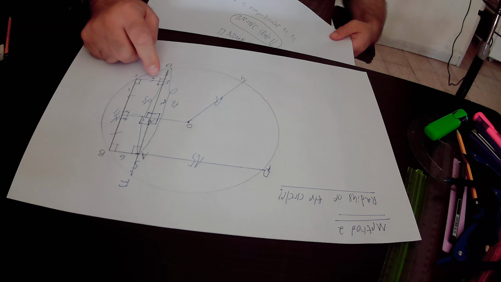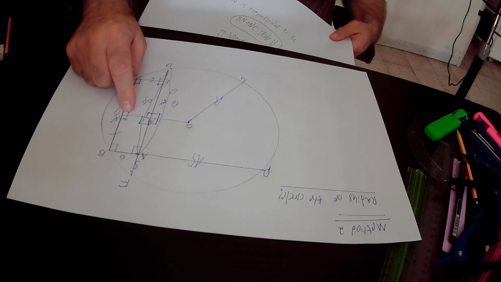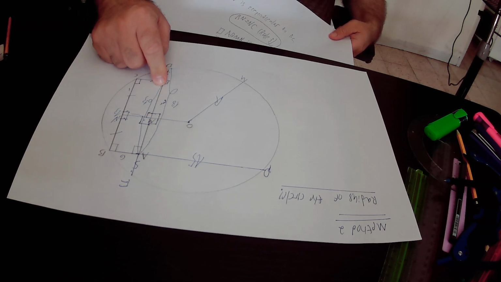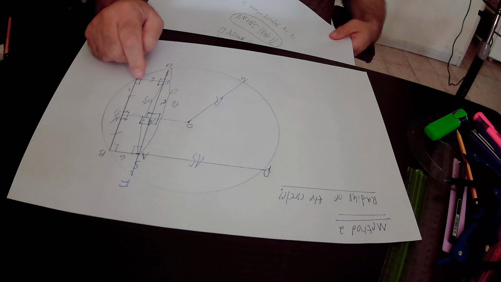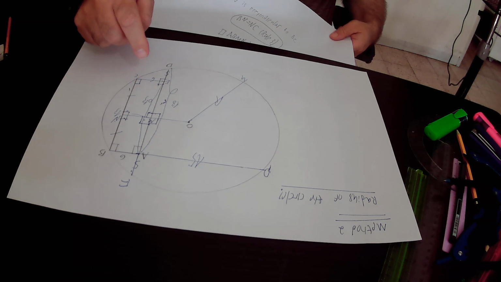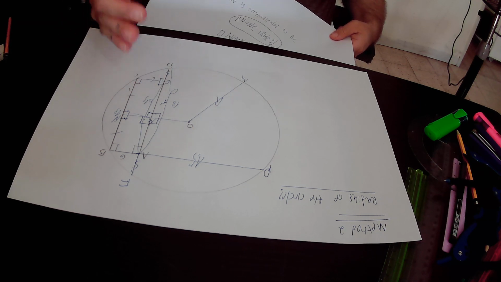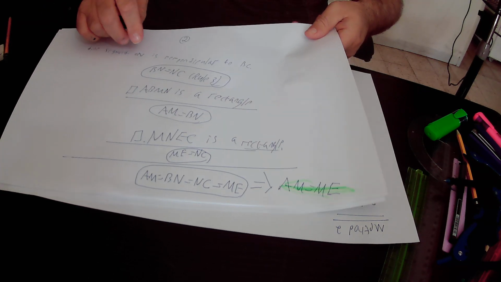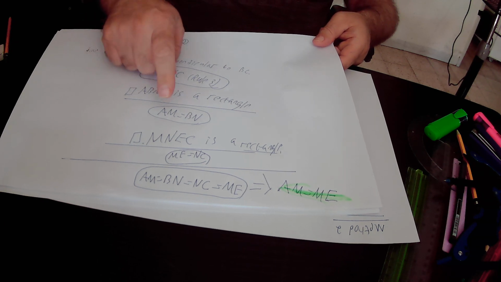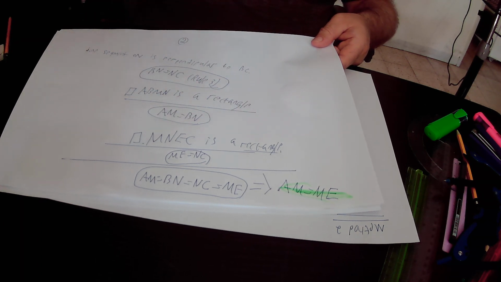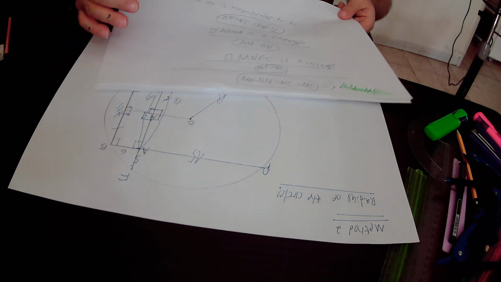And from point C, we draw a perpendicular on AD. So in conclusion, we can say that we have 1, 2, 3 right angles. Therefore, the fourth angle must also equal 90 degrees. And because quadrilateral MNEC has 4 right angles, quadrilateral MNEC is a rectangle.